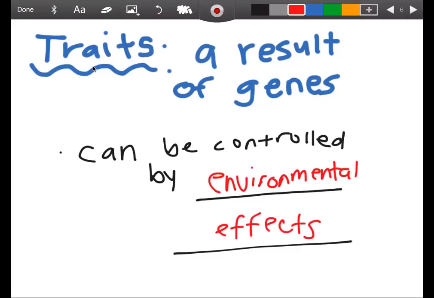For example, I would say skin color is a good example of this. We do have in our genes a specific amount of melanin. This is actually contributing to the skin color that we have, the pigmentation in our skin. But if you go out into the sun for a while, people go get suntans and the pigmentation in their skin becomes a little bit darker. So this is a trait that can be controlled by environmental factors because your skin can have a deeper pigmentation due to the sun.